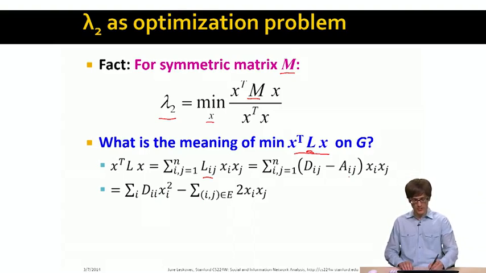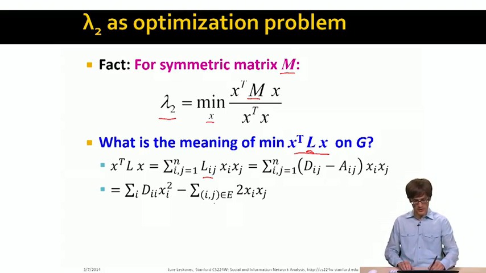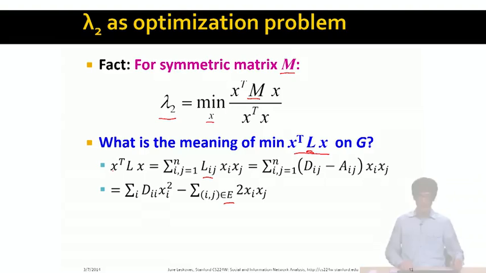For the second part, we remember that A times x is simply the sum of the values of the neighbors. So this is simply a summation over all the edges of our graph. And because I have xi xj, I see it twice, so I have to do twice xi times xj. So this is how we can rewrite the whole product from the beginning. But let's start thinking more about it.